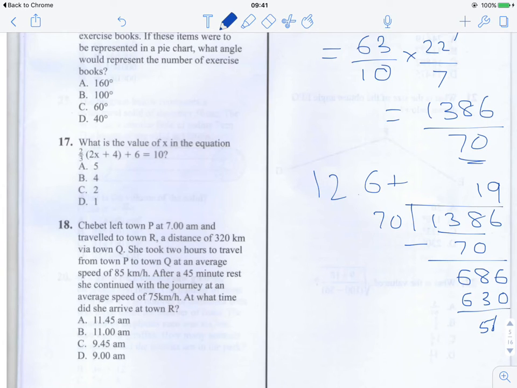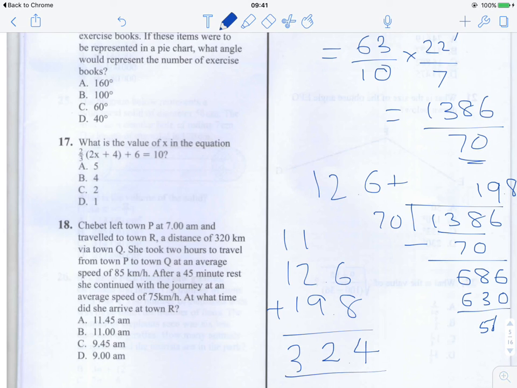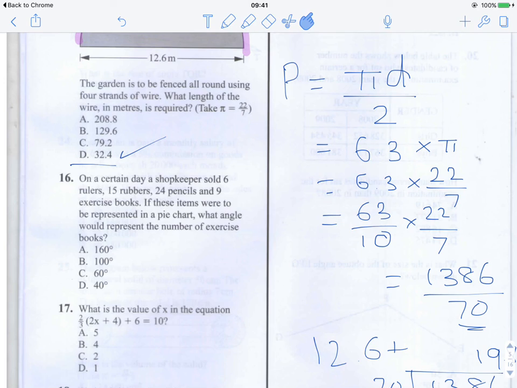So the answer we get in the end is going to be something like 19 point. Let me just quickly work that out. It's going to be 19.8. So we've got 12.6 plus 19.8. 6 plus 8 is 14. 1 plus 2 plus 9 is 12. So the answer is 32.4, which is option D. The answer is D.